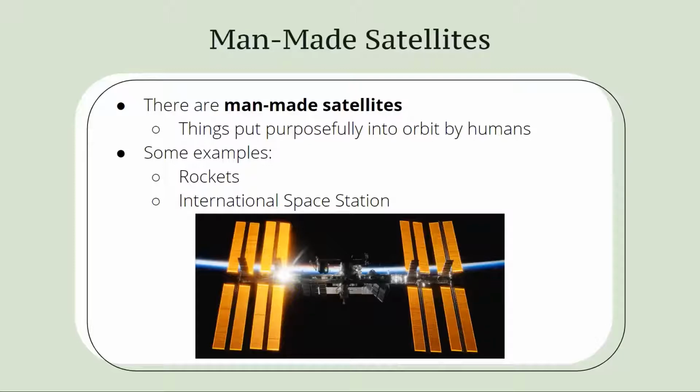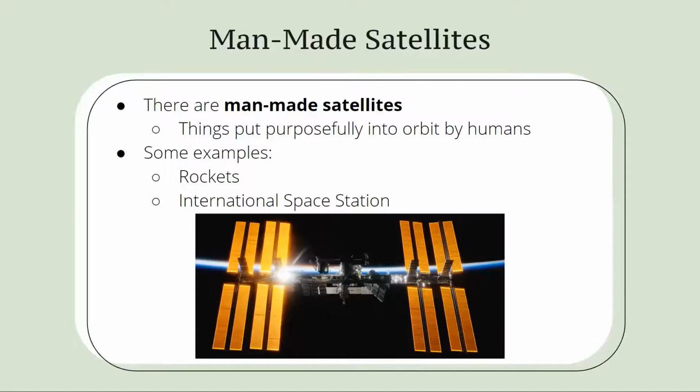We launch rockets from Earth to travel around Earth and sometimes come back or crash or do whatever. But we make sure to launch them into the gravitational field of Earth so that it can keep rotating around Earth if we need it to. And then also we have the International Space Station, which is a really big satellite. That's what's in this picture right here.